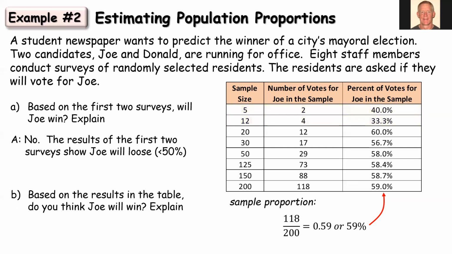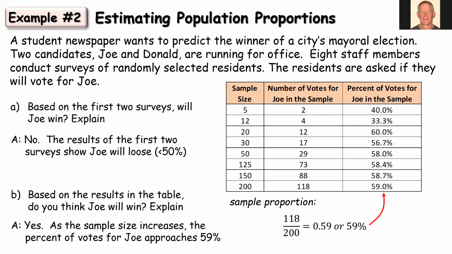However, if we look at the results in all the table, would we draw a different conclusion? And I think the answer is yes. Notice as the sample size increases, the percent of votes for Joe approaches 59%. Okay. So I think Joe can be rest assured that he's going to win the election.